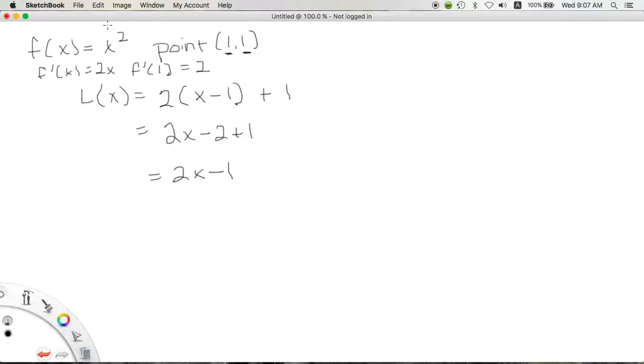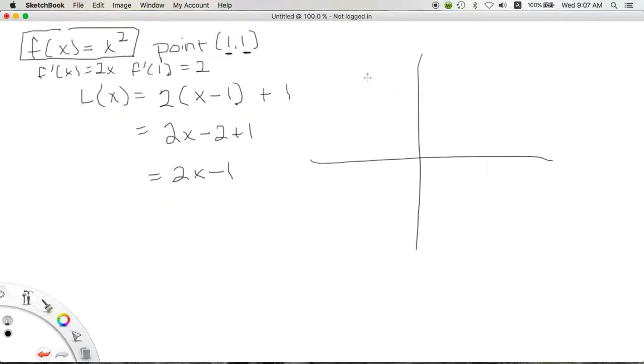So if we look at this function f of x equals x squared, which you know looks like this, and we look at the point 1, 1 here, we can approximate what the function looks like by this line, 2x minus 1. So here we cross at -1, go up 2 and over 1. So that's all linearization is.